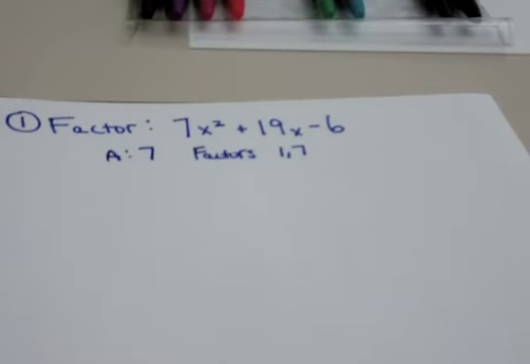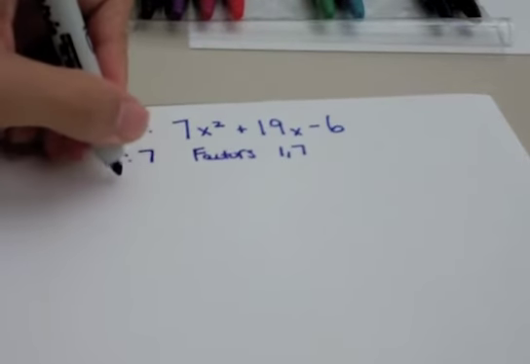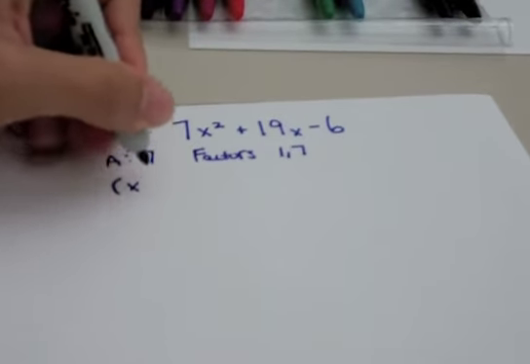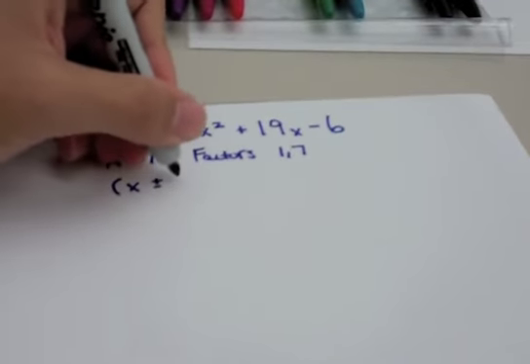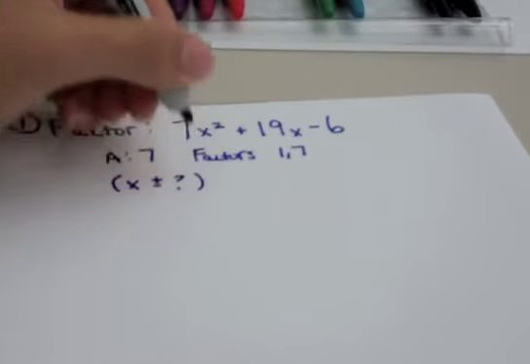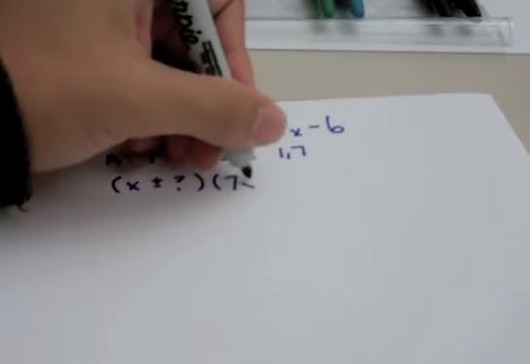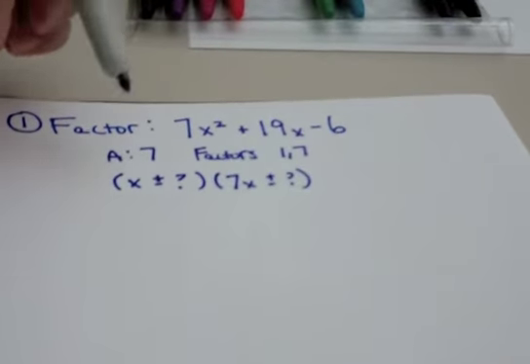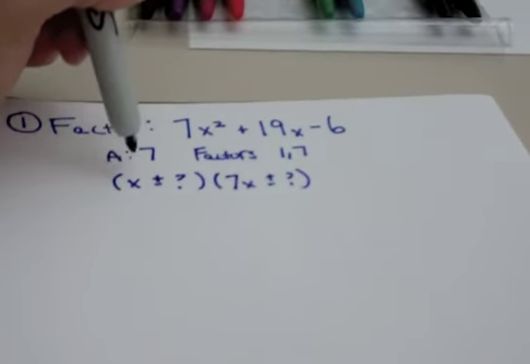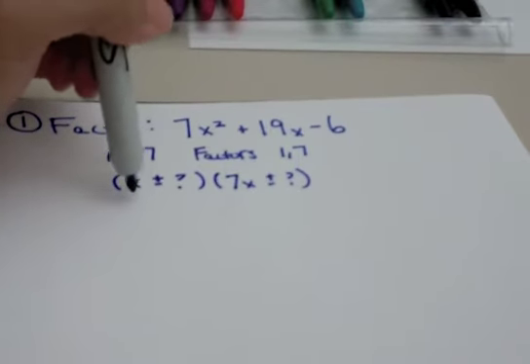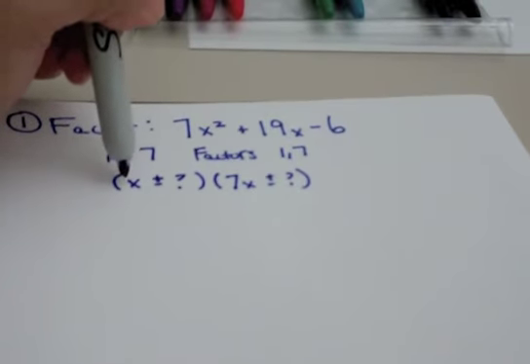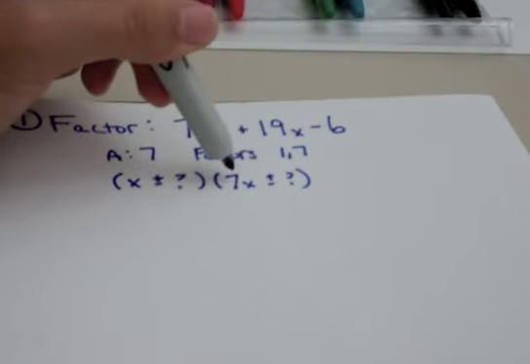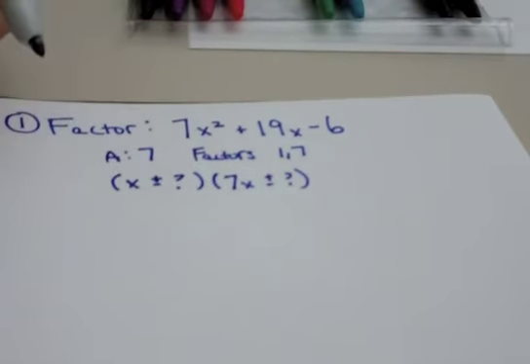And what that tells me is that when I'm done with this problem, I should have two binomial terms that look something like this: x plus or minus some value multiplied by 7x plus or minus some value. And the only reason I write this here is so that I know when I'm done I should have the first term of one of my binomials be an x and the first term of the other be 7x.